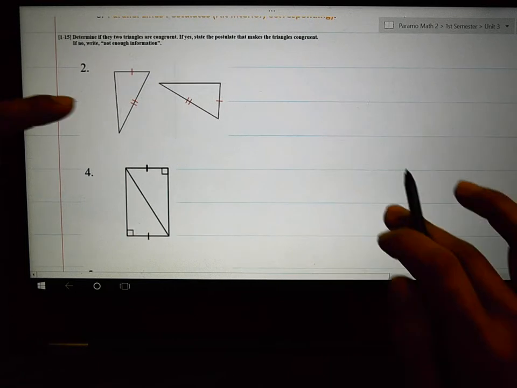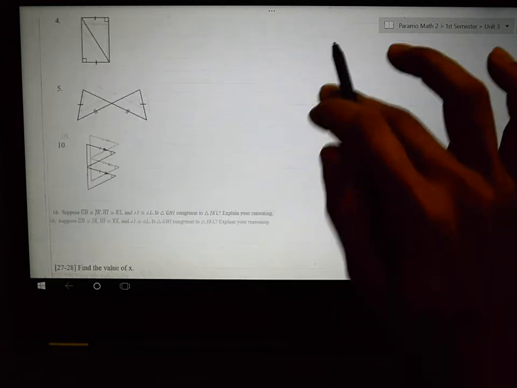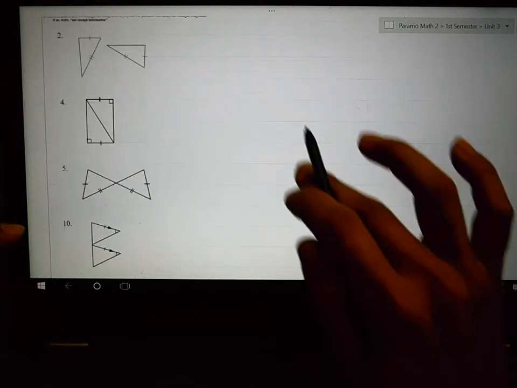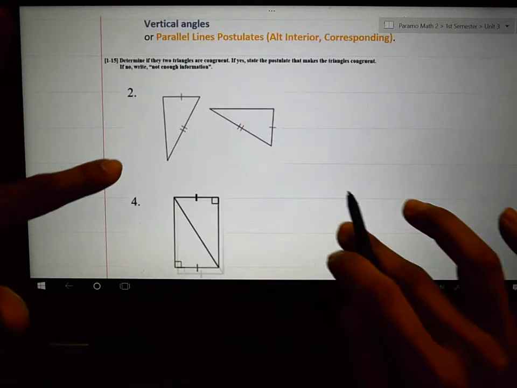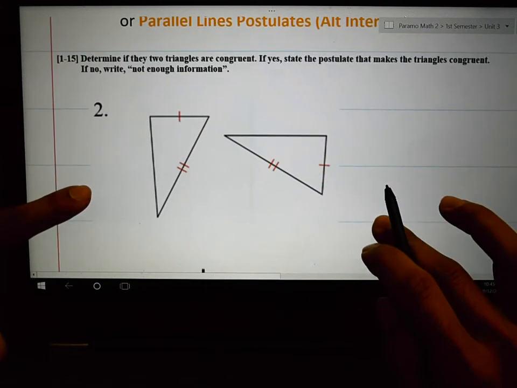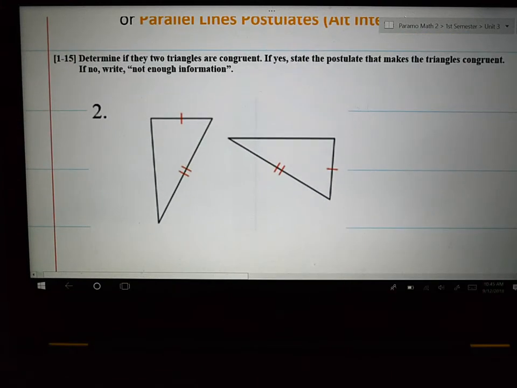So let's do a couple of examples together. The rest of these notes are all practice problems. I have 6 of them picked out for you. You have this on worksheet 2 in front of you. The question says, determine if the two triangles are congruent. If yes, state the postulate that makes the triangles congruent. If no, write not enough information. Here's how it works. This is the meat and potatoes, the main course.